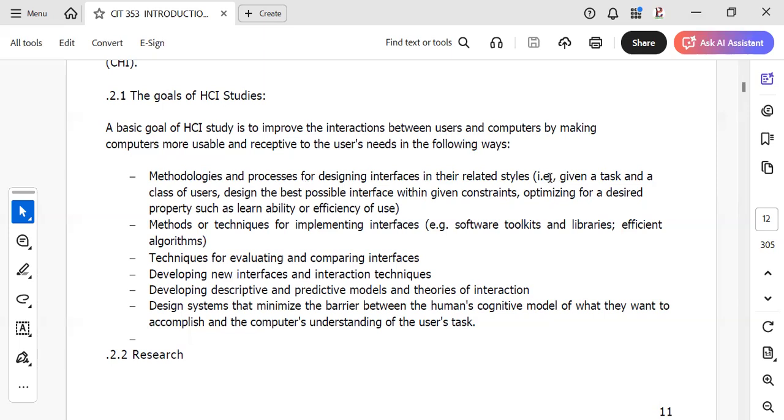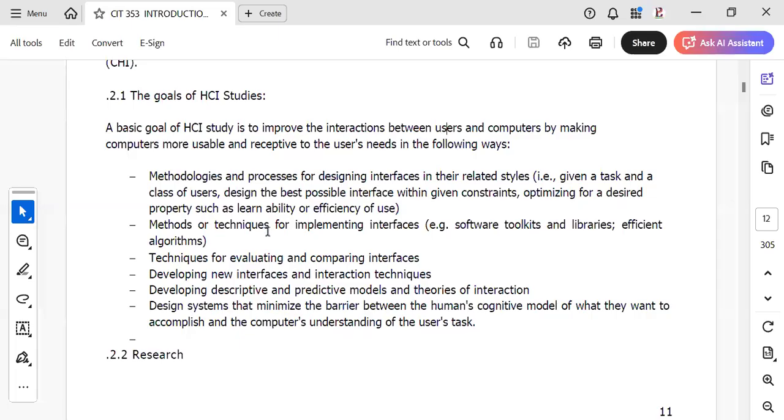And so a further explanation says that is, given a task and a class of users, design the best possible interface within given constraint, optimizing for a desired property such as learnability or efficiency of use. This is just an explanation to the meaning of methodologies and processes for designing interfaces in their related styles. It means when you are given a style, you are given the raw data. This is how we want it to be. They give you a picture of what they want. You should be able to design it, come up with the interface. And that's what a programmer does anyway.